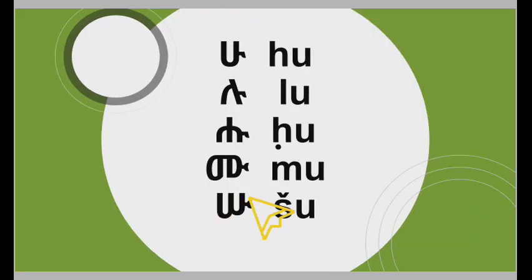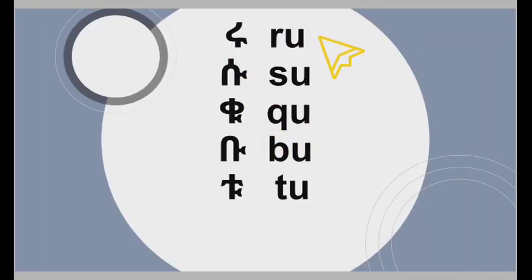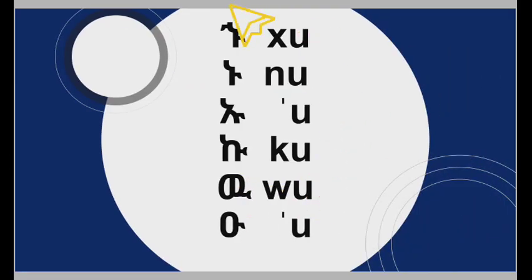Let's practice to pronounce the second variant of Ge'ez alphabet. Hu, Lu, Hu, Mu, Su, Ru, Su, Ku, Bu, Tu, Hu, Nu.